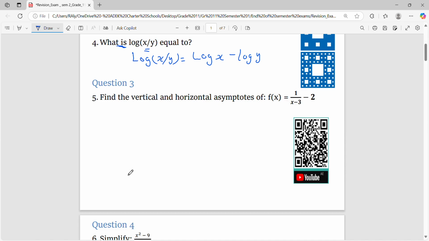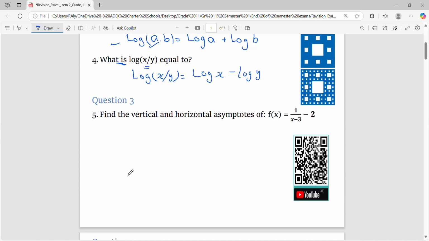Question 3. I just give you one copy because no need to waste the time on this one. Please focus on this question and try to understand what is the requirement of the question. Find the vertical and horizontal asymptotes. Please focus on this word, asymptote. What is the meaning of asymptote? Asymptote: the values which make the function undefined.